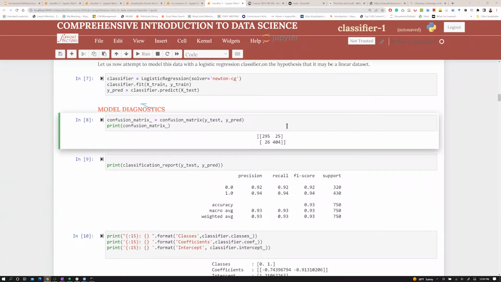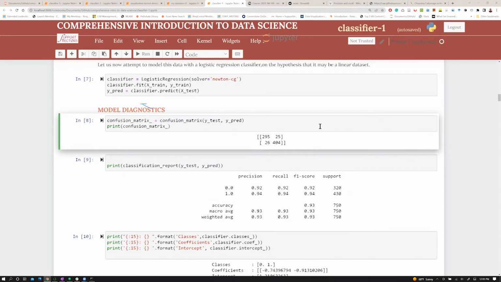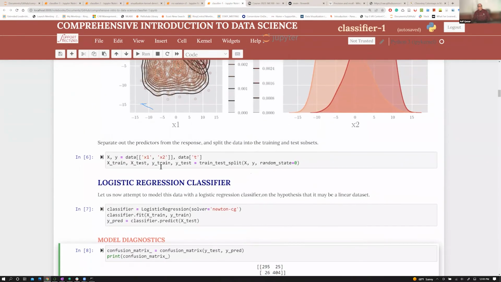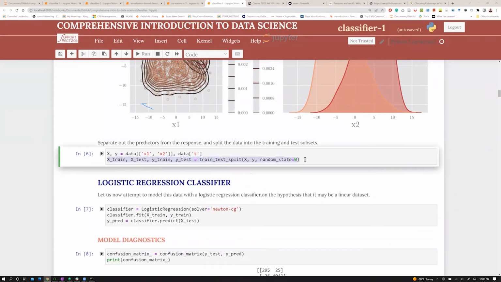So where did you get the ground truth from? Oh, because you split the data. Look here. You split the data into 2 parts. But it's the same data, right? You just split it into 2 random sets. You split it into X train, Y train, and X test, Y test, right?